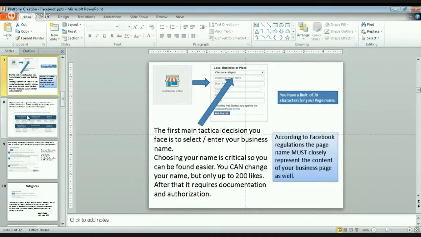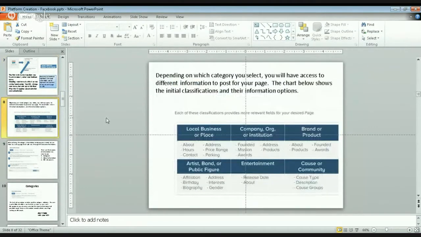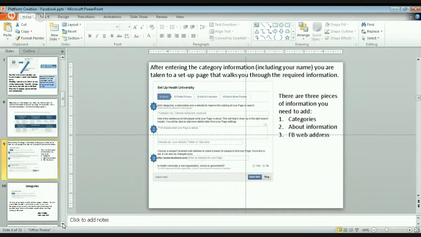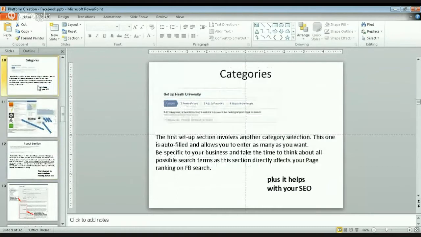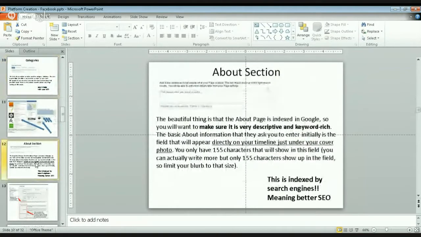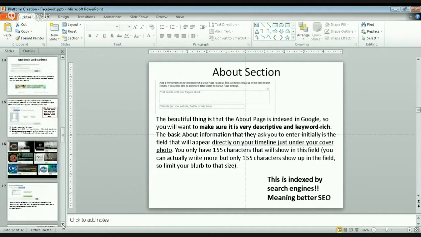By choosing a category, you get different types of fields that you need to fill out. Categories are important for search engine optimization, but not as much as your about section. The about section, the description of what you're all about, which again, you have 155 characters to tell, needs to be keyword rich, because these pages of your Facebook business pages are indexed by the search engines. So the better job you do at this, the better your search engine optimization is going to be.